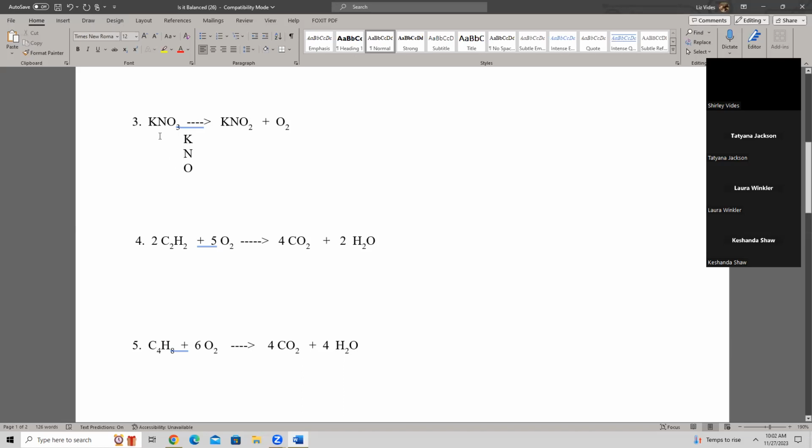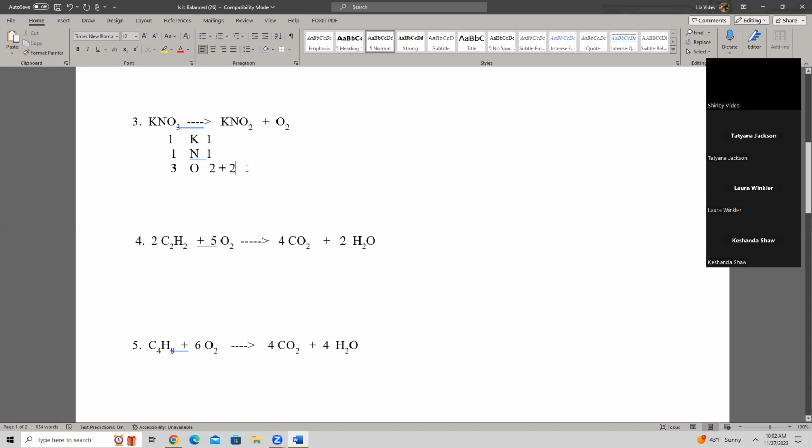All right, so potassium on this side, we have 1, right? Potassium on this side, we have also 1. Nitrogen on this side, we have 1. Nitrogen on this side, we have also 1. And oxygens here, we have 3, right? And on this side, we have 2 plus 2. So no, it's not balanced.